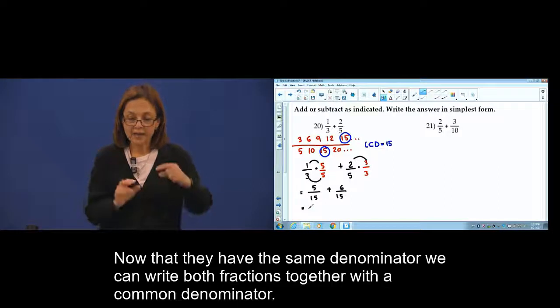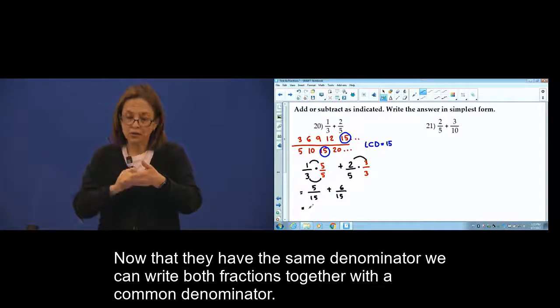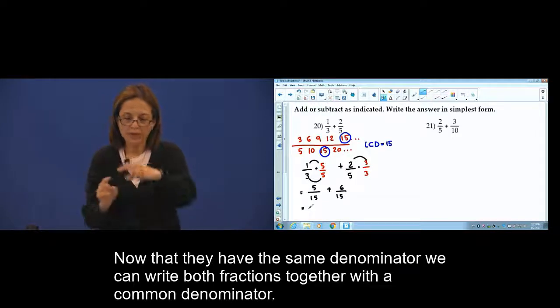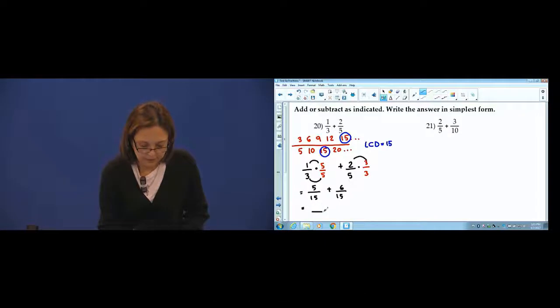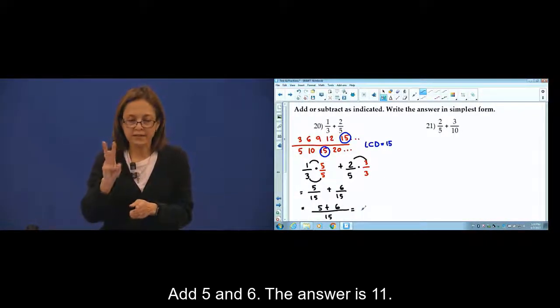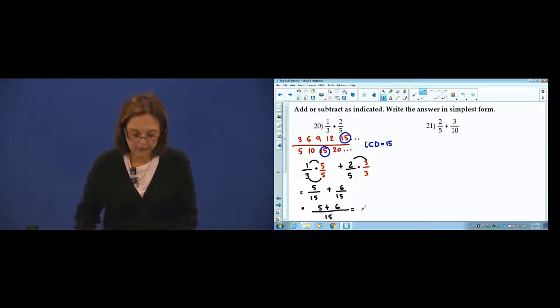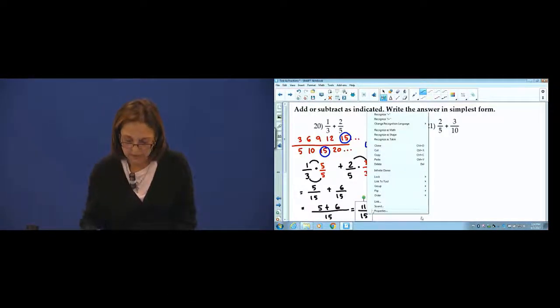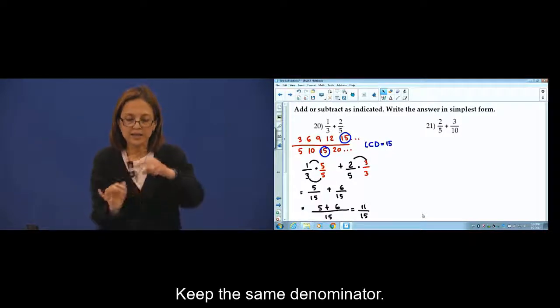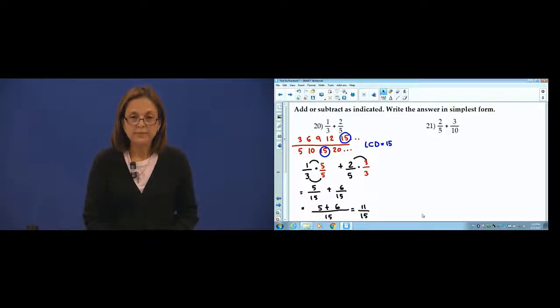Now we have the same denominator for both fractions. Both are 15, so we'll rewrite 15 down here, and we'll move down the 5 plus 6. Together, 5 plus 6 equal 11. And we're going to keep the denominator as 15 again.